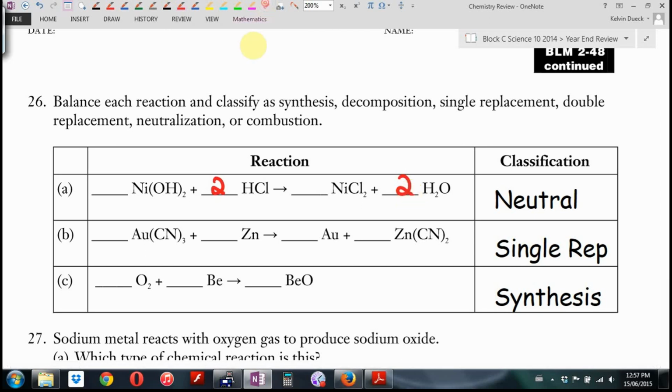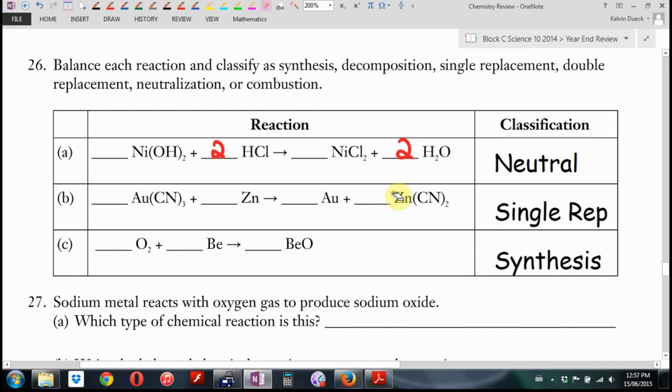Now let's count the O's. Cam, how many oxygens here? 2. How many here? Trick question. How many here? How many here? Ah, it's balanced. There it is. 2 and 2 there. We're good. B.